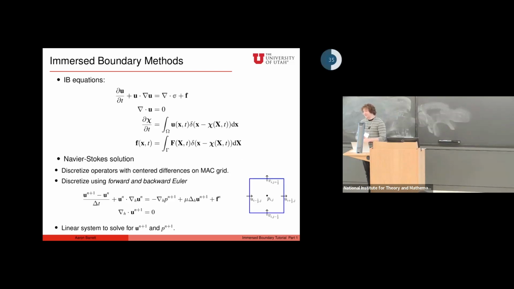We'll start with the Navier-Stokes equations. So we need to be able to solve the fluid equations. We typically use what's called a MAC grid. So we store velocity components on the faces of the grid that are normal to the velocity. For example, we store the horizontal components on the X faces and the vertical components on the Y faces. And the pressures are stored at cell centers.